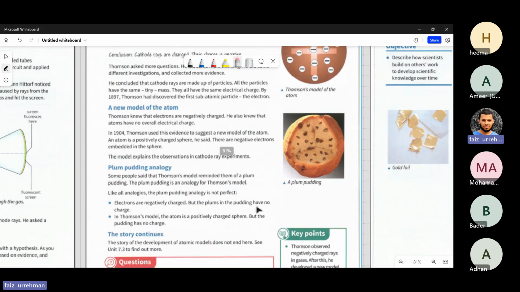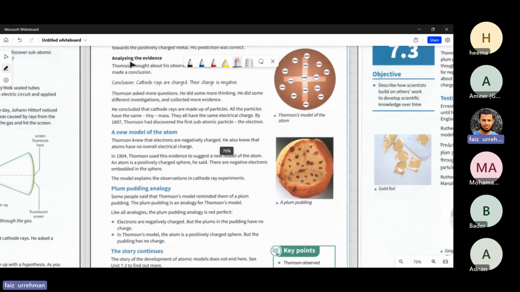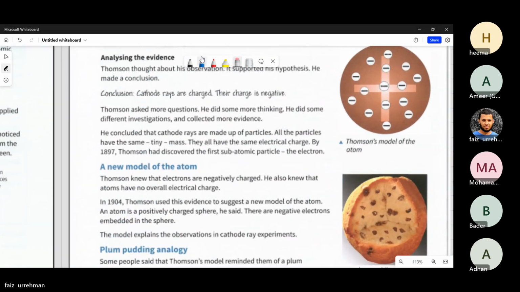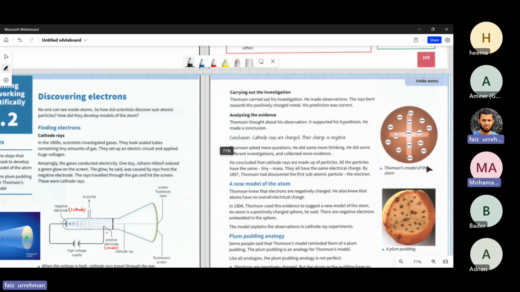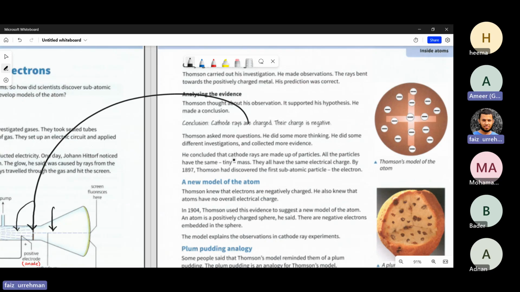So, a new model of the atom. What he did, he found out that the rays that were coming are made up of particles. He said these particles have some special properties. They have very tiny mass, very small mass. They all have the same electrical charge. By 1897, Thomson had discovered the first subatomic particle, the electron.